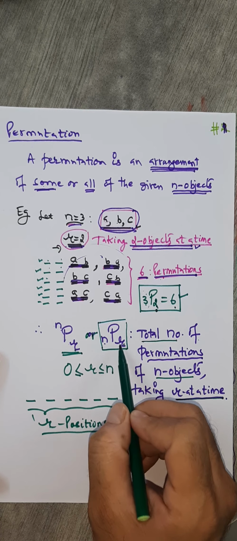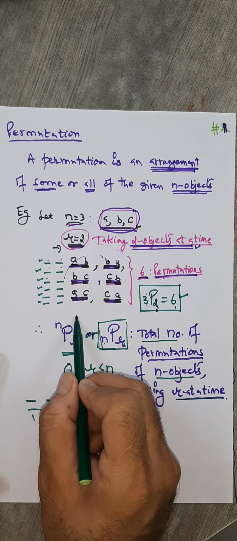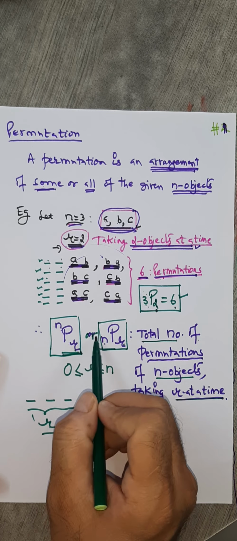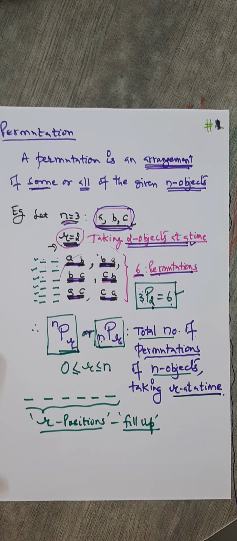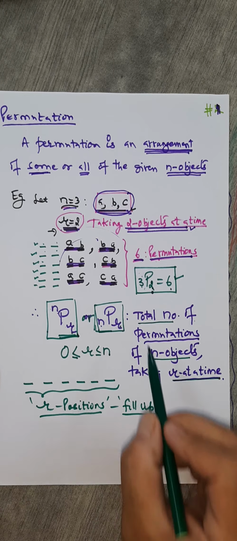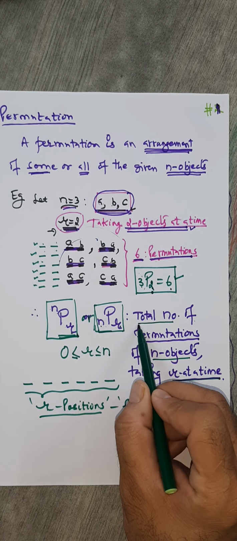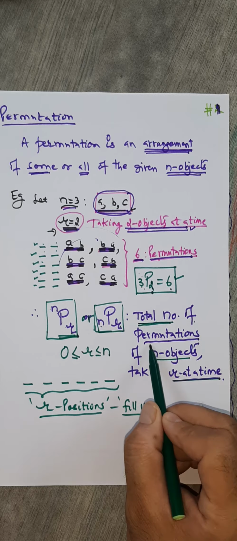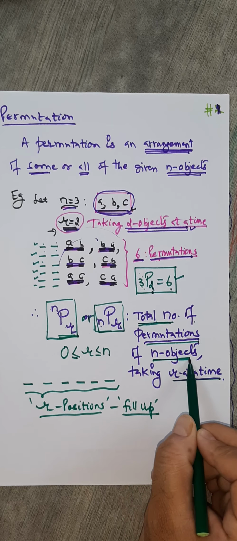This can be 2, this can be 3, this can be 4, this can be 100, this can be 1000, but this cannot be 2.5. The number of arrangements cannot be 2.5. So this is a very important statement. Total number of permutations of n objects.